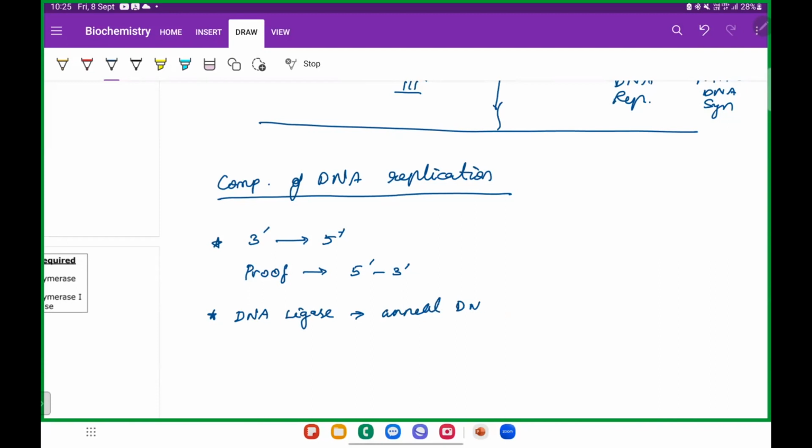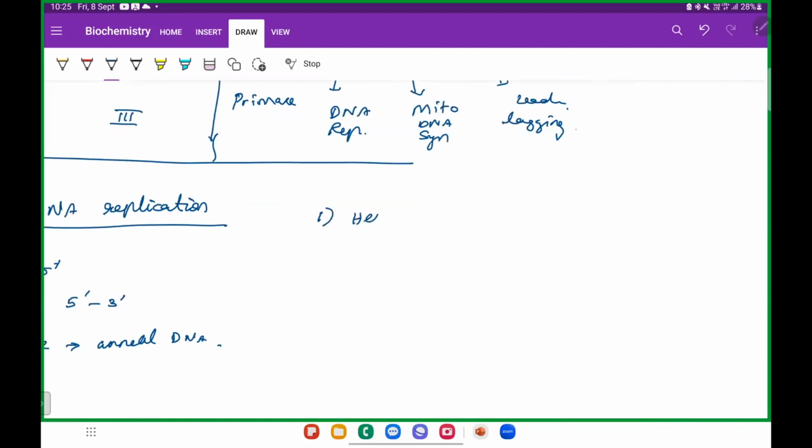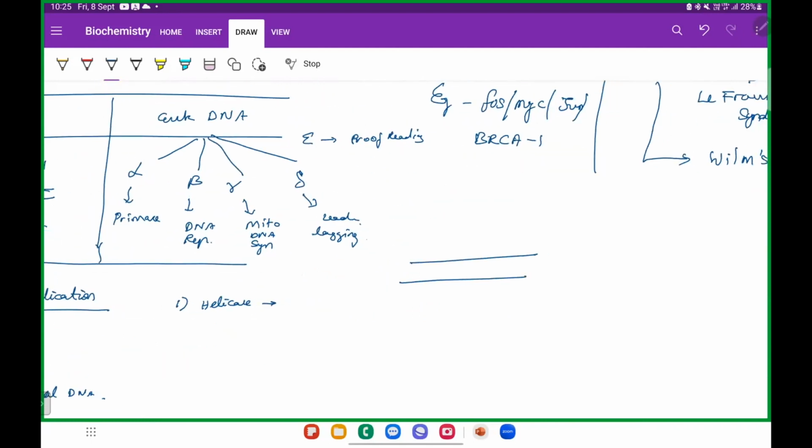Anneal your DNA. And the third thing you have to know is that you have many structures. One by one, let's see. First you are going to have helicase. What is helicase? So you have your double stranded DNA. Just remember it like this.